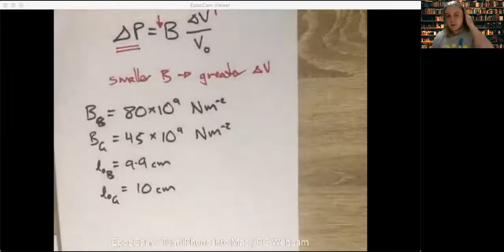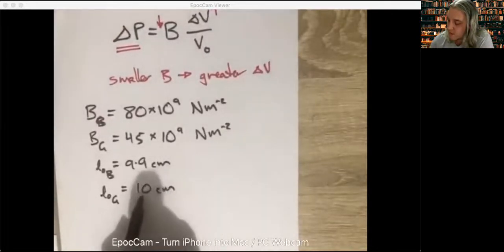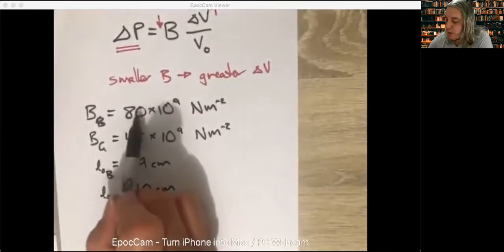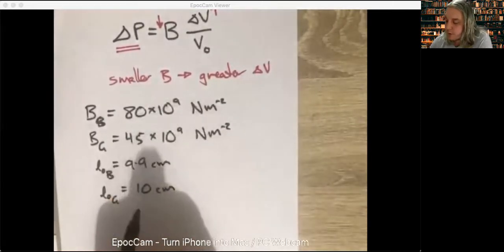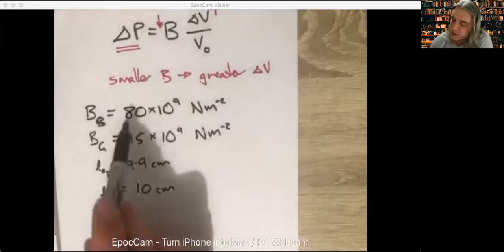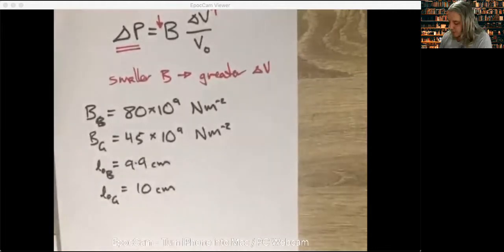At this point, I'll just take a moment to point out 10 centimeters is either 1 or 2 significant figures. We don't know. Same with 80. Could be 1 or 2, but we've got 45 and we've got 9.9. So I'm going to make the assumption that these are given to 2 significant figures, and those zeros are actually significant. I'll just mention that now while I'm doing the calculation.